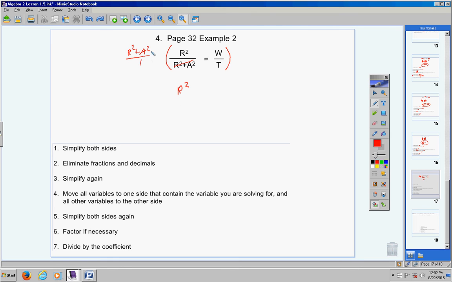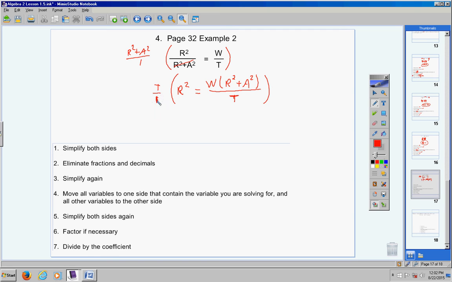Now, next we take this fraction here times this over here. Now, top times the top, that would be w right here times this top. I would definitely put parentheses if I were you, okay? Got it, students? Okay. 1 times t is t. Okay. We're doing pretty good. We got rid of one fraction. Now, look at the next fraction. There's a t down here. So now multiply your entire equation by t.